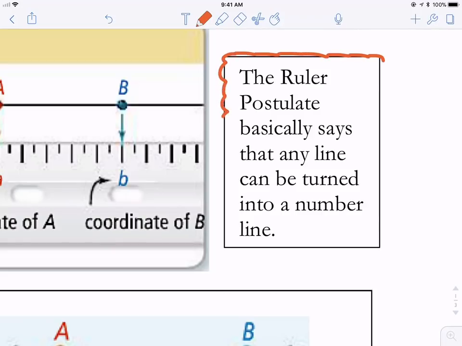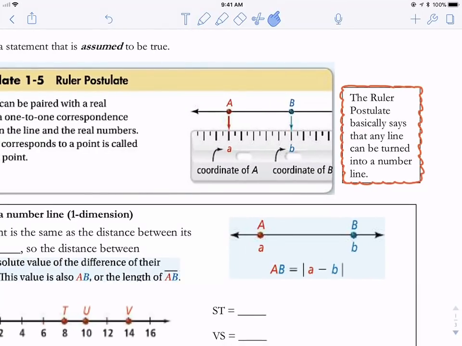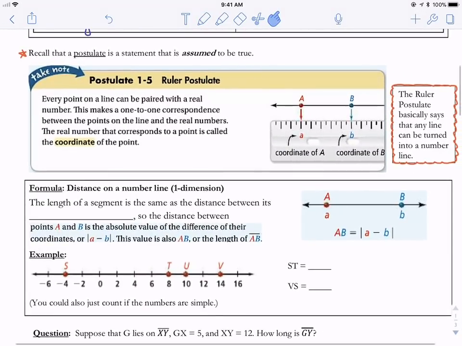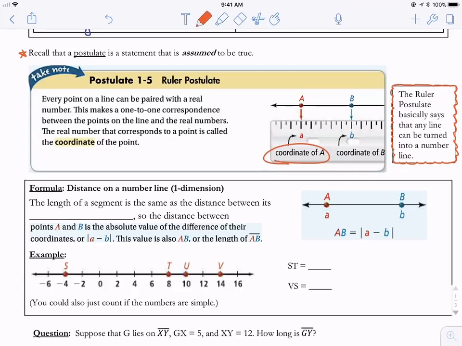So the ruler postulate basically says you can take any line and turn it into a number line. So we can throw a measurement unit on there. So we can measure in units, we can measure in inches, we can measure in feet or centimeters. So basically it coordinatizes any line. So remember, a postulate is supposed to be easy to understand. I mean, we're used to turning a line into something with numbers on it so that you can give the coordinates of a point location.